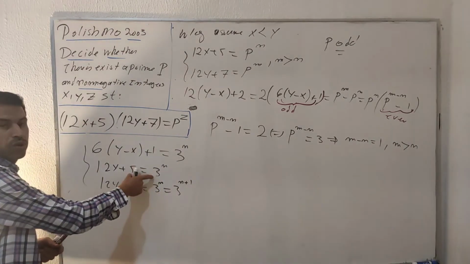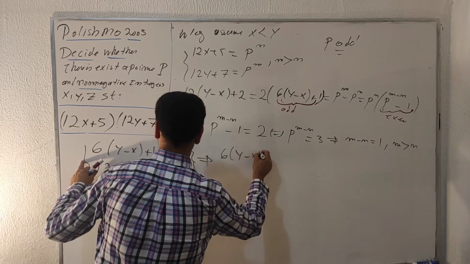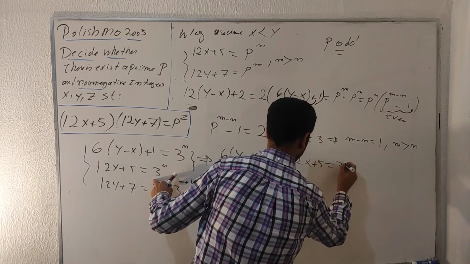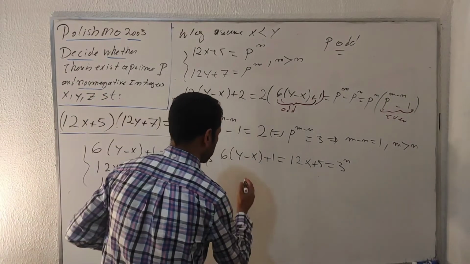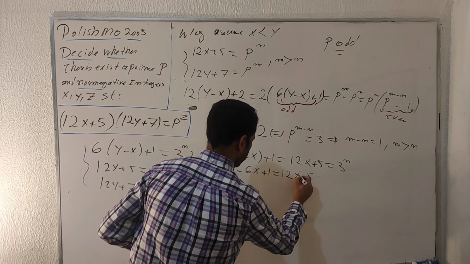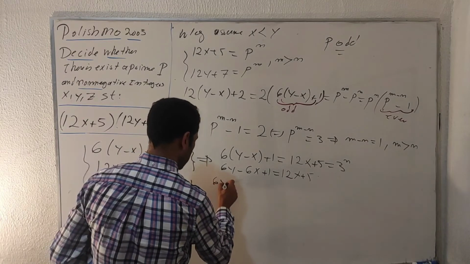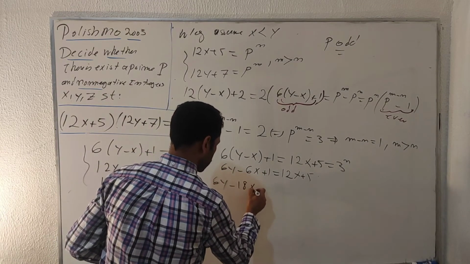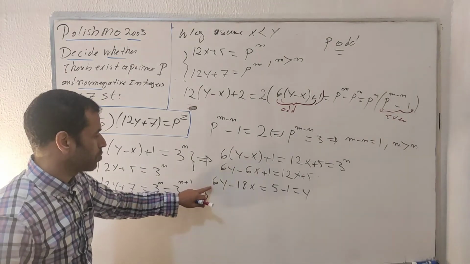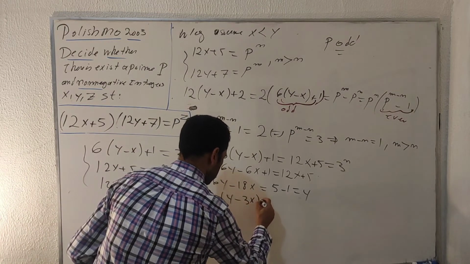Since we have this equation equal to this equation, I'm going to combine them together. So I get 6 multiplied by y minus x plus 1 equals 12x plus 5 equals 3 to the n. Solving this equation, I get 6y minus 6x plus 1 equals 12x plus 5. Bringing the x term to the left and moving 1 to the right, I get 6y minus 6x minus 12x, which is minus 18x, equals 5 minus 1, which equals 4. Dividing both sides by 2 and taking 3 as a common factor, I get 3 multiplied by y minus 3x equals 2.